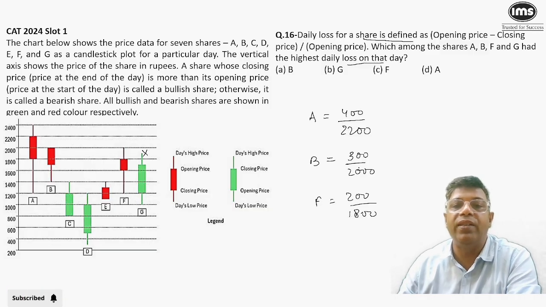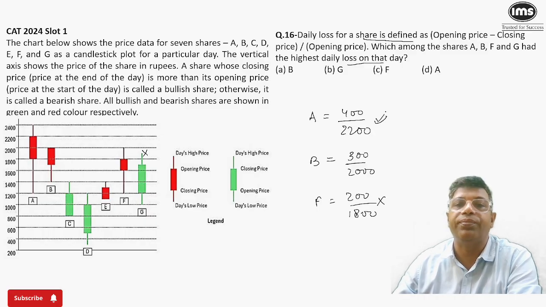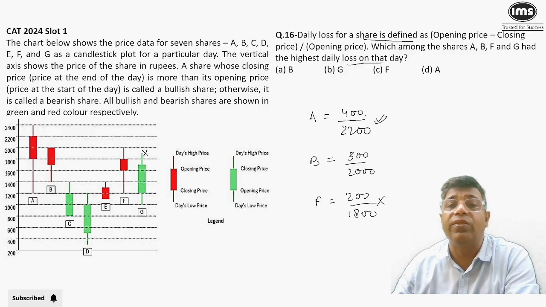If you compare these values, definitely this is lower than this. Between these two, this is the lowest. So I would say A is the highest value. This is the highest loss because 4 upon 22 is bigger than 3 by 20. So you can say the correct answer is option D, that is A.